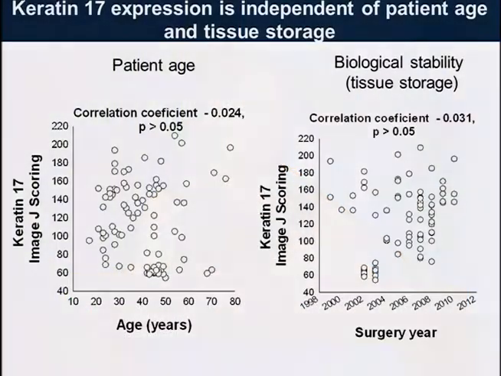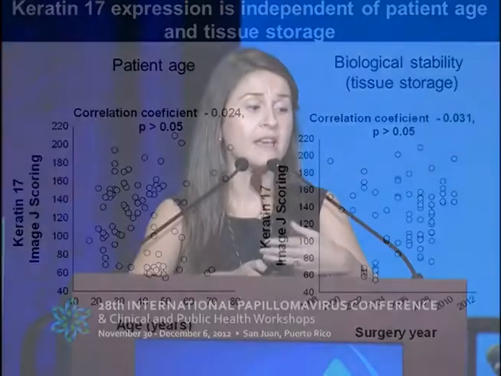So we set out to test if keratin 17 expression was modulated by the patient's age and the tissue storage. In these histograms, we have the quantification of keratin 17 by the ImageJ scoring system, and we have the patient's age and the time when the surgery was done, which refers to how long the tissue has been stored. And what we were able to determine with the Pearson correlation is that keratin 17 expression did not depend on the patient's age and did not depend on the tissue storage time.